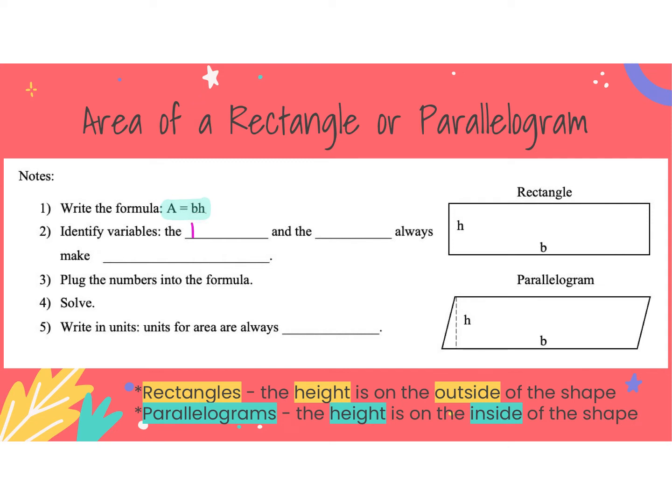The base and the height always make the area. We will plug in our known values into the formula and solve for the missing area, base, or height. If we are solving for the area, we will write our answer in units, and those units will always be squared.